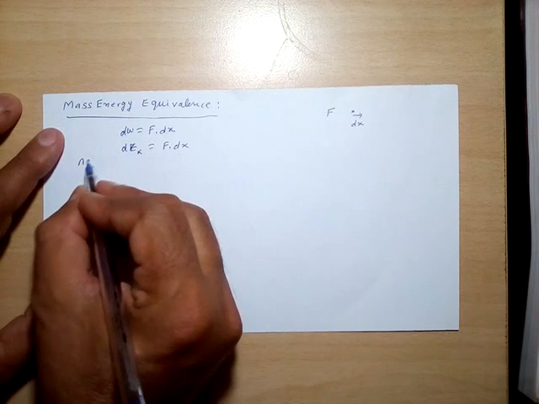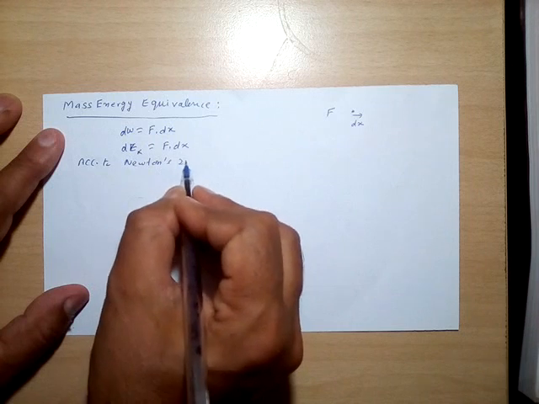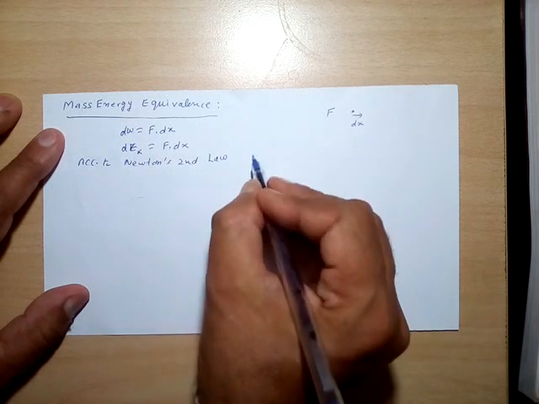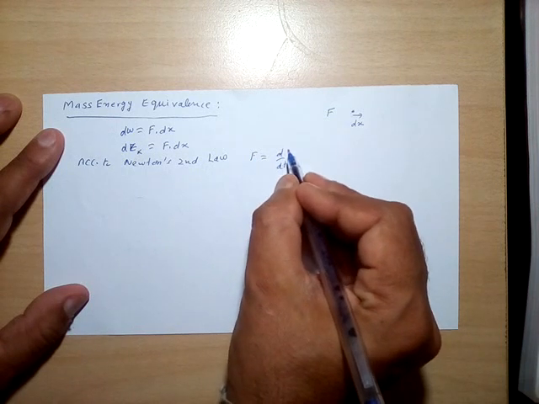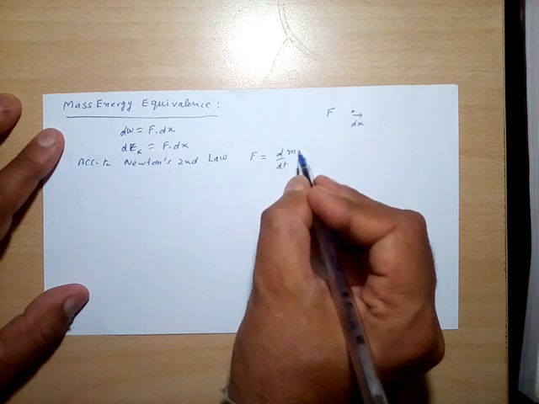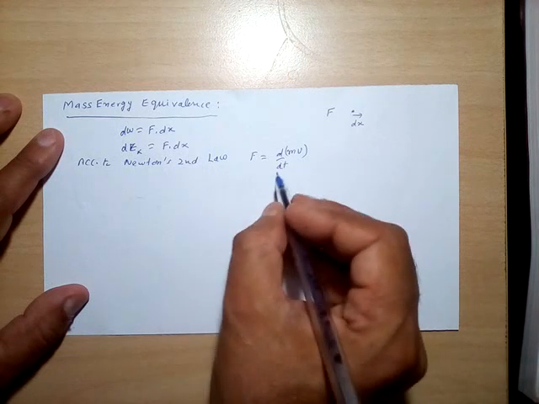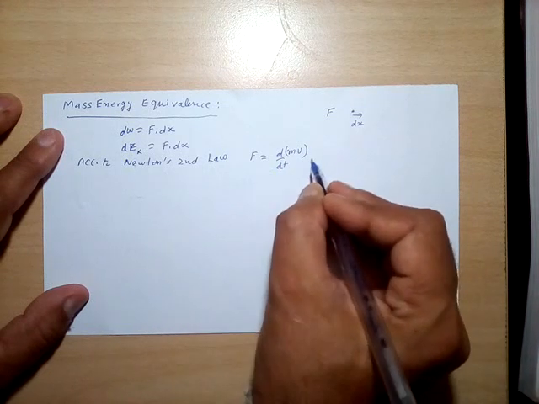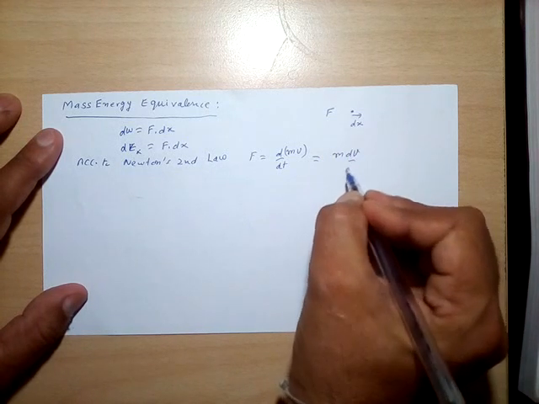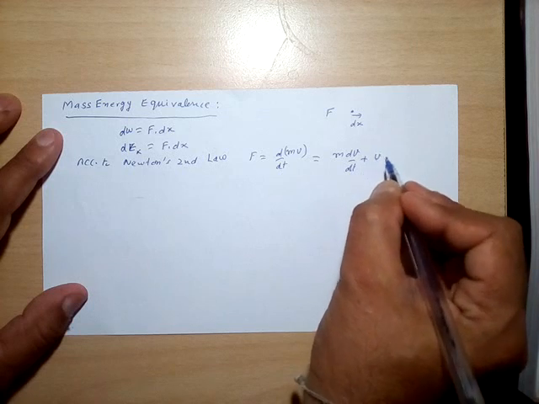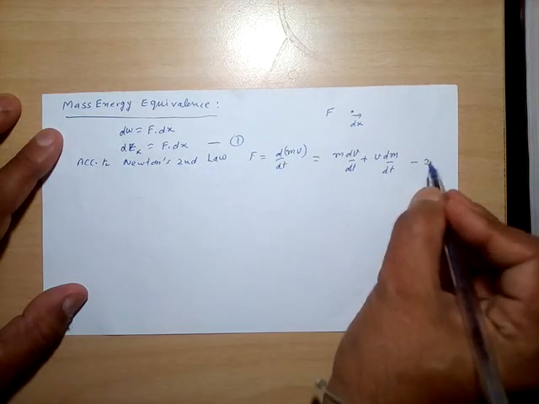And we know that according to Newton's second law, the force is given by the rate of change of momentum. So we can write this force as m dv/dt plus v dm/dt. Say this is expression 1 and this is expression number 2.